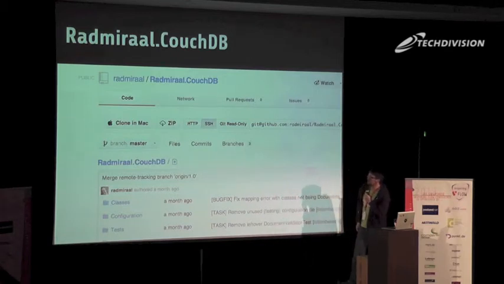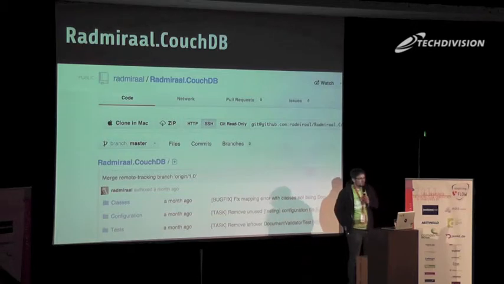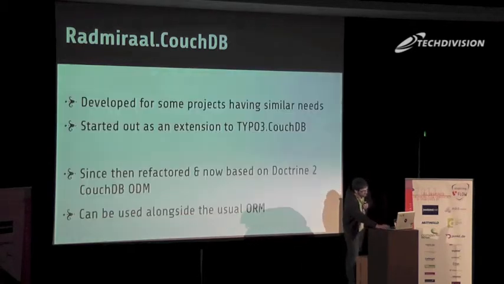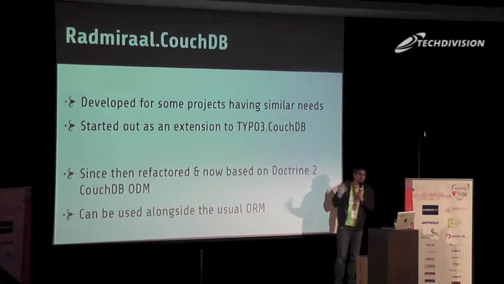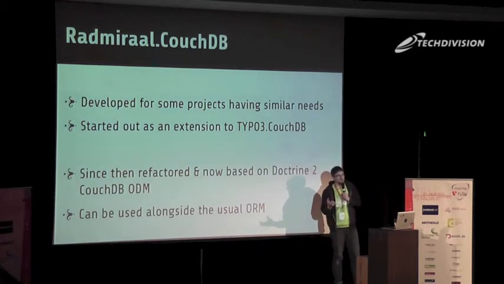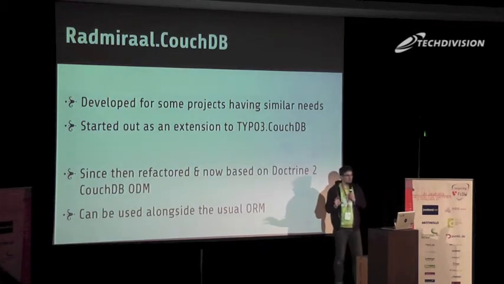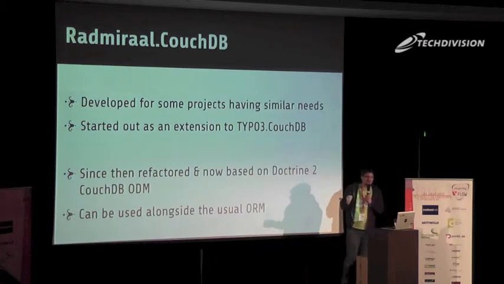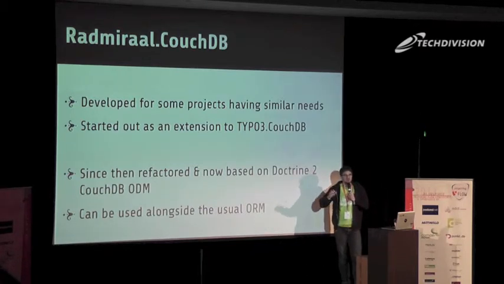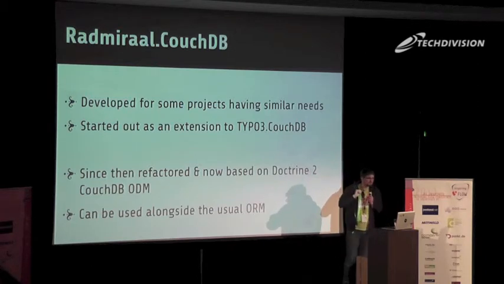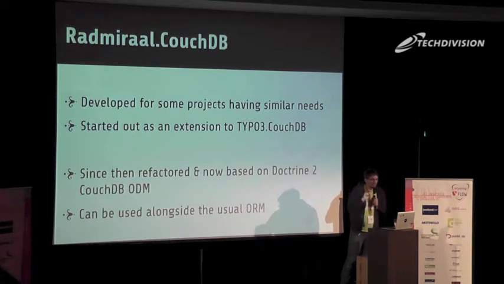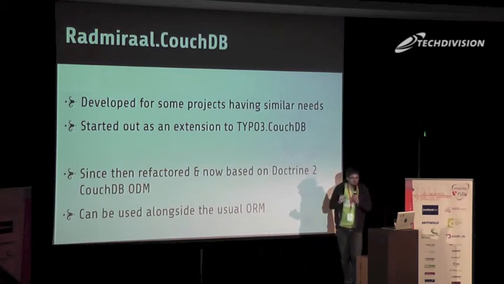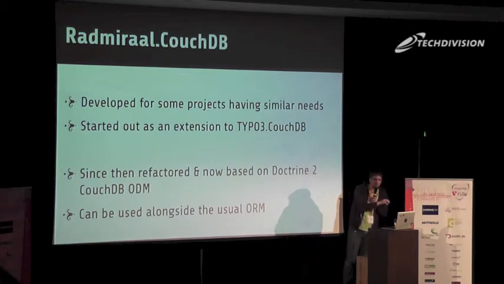So this package, well, it started or is developed for two projects that were running in parallel and had more or less the same needs or similar needs. And it started as an extension to the TYPO3 CouchDB package we've already seen. So then there were a few dead ends, so Rens started refactoring it based on Doctrine to CouchDB ODM. And, applause, this one can be used alongside the existing ORM in Flow.